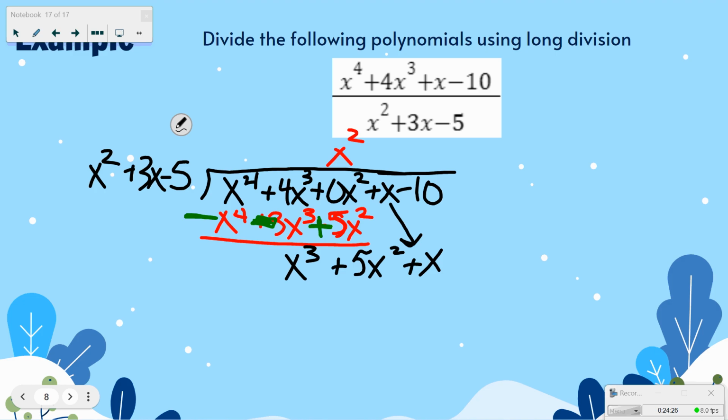Now, I'm thinking, what's my next term up top here? X. How did we figure out x? Because x squared times x is x cubed. Great job. And now let's keep multiplying that x through. So then you have 3x squared and minus 5x.